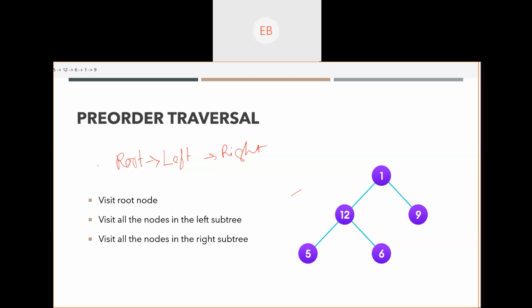12, 5, 6, 1, 9, correct. So in this case, we will see the root first. In the same way, we will always consider the left and right subtree. When we come to the left and right subtree, we will again see the root. So here first the root will come, then our left one 5, then 6, then again we come here 1, and then we finally go to the last position.